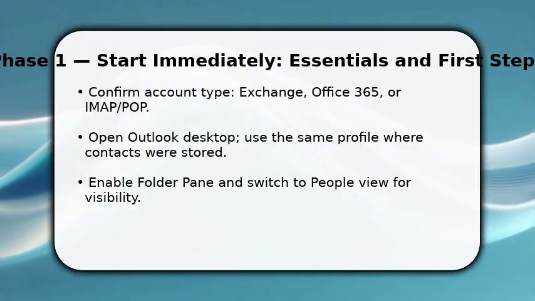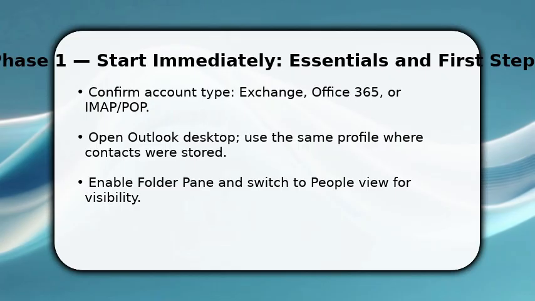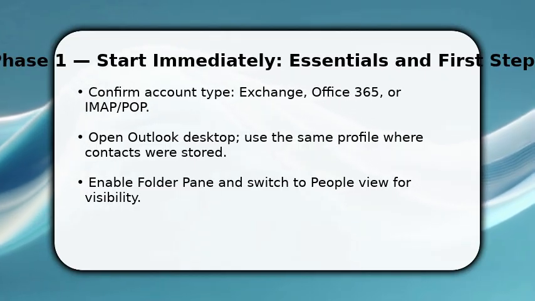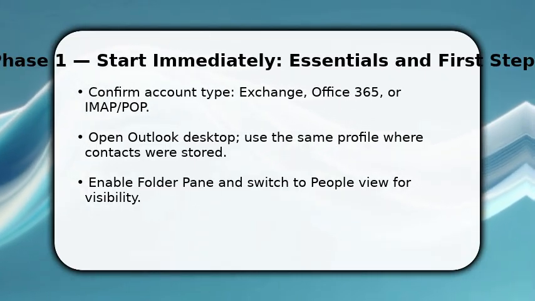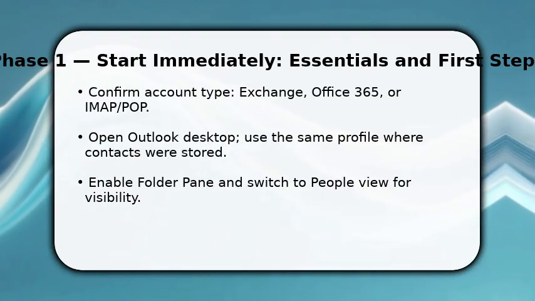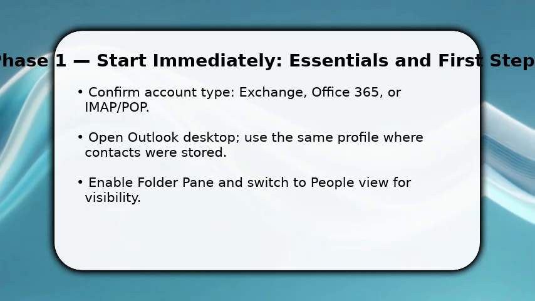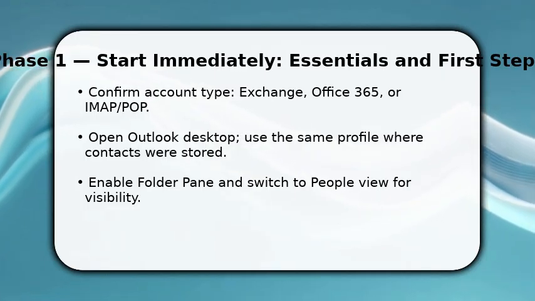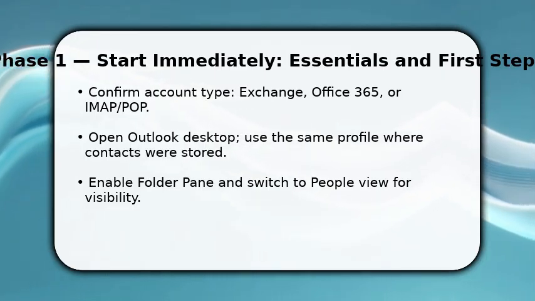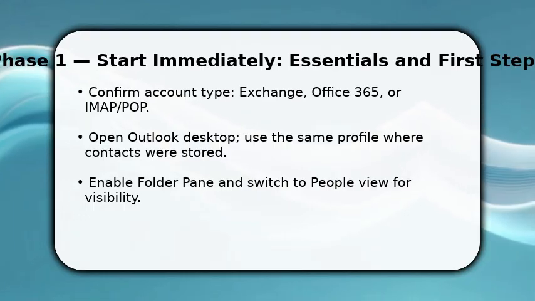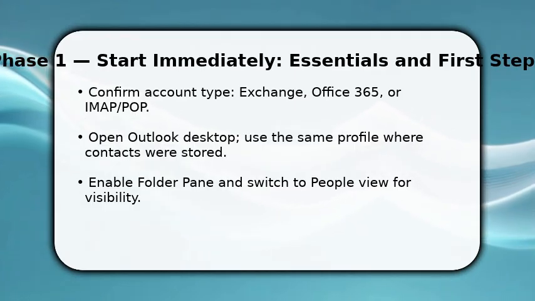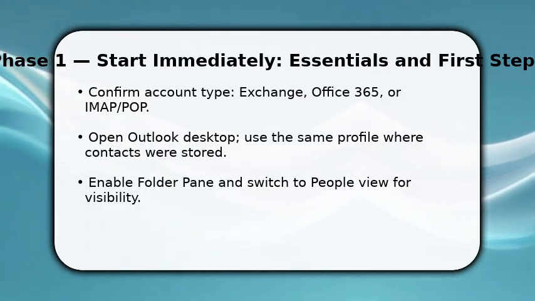You're starting inside Outlook. Make sure you're signed into the original account so recovery targets the right mailbox. First, switch to People View and show the folder pane so you can see contact folders. If you use Exchange or Office 365, deleted items are tracked server-side. That's important. Once done, select the account's contacts folder. This focuses searches and recovery tools.